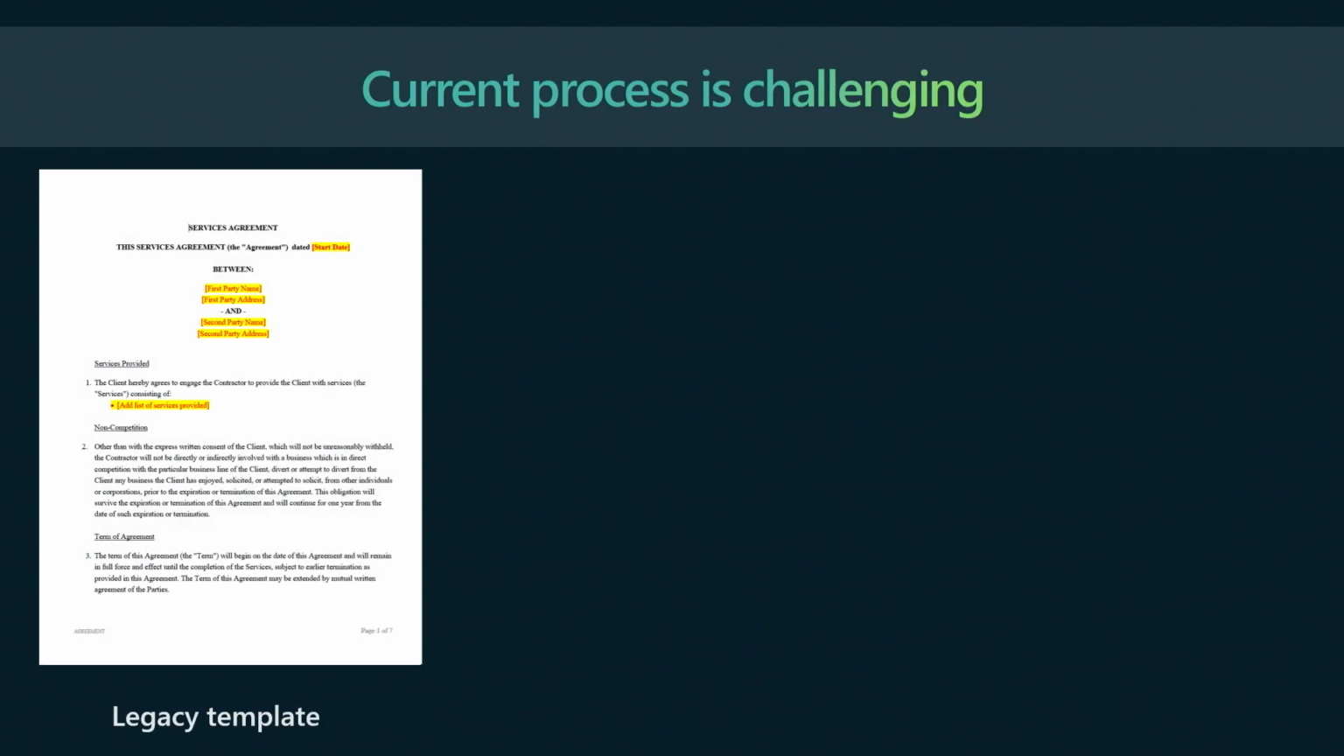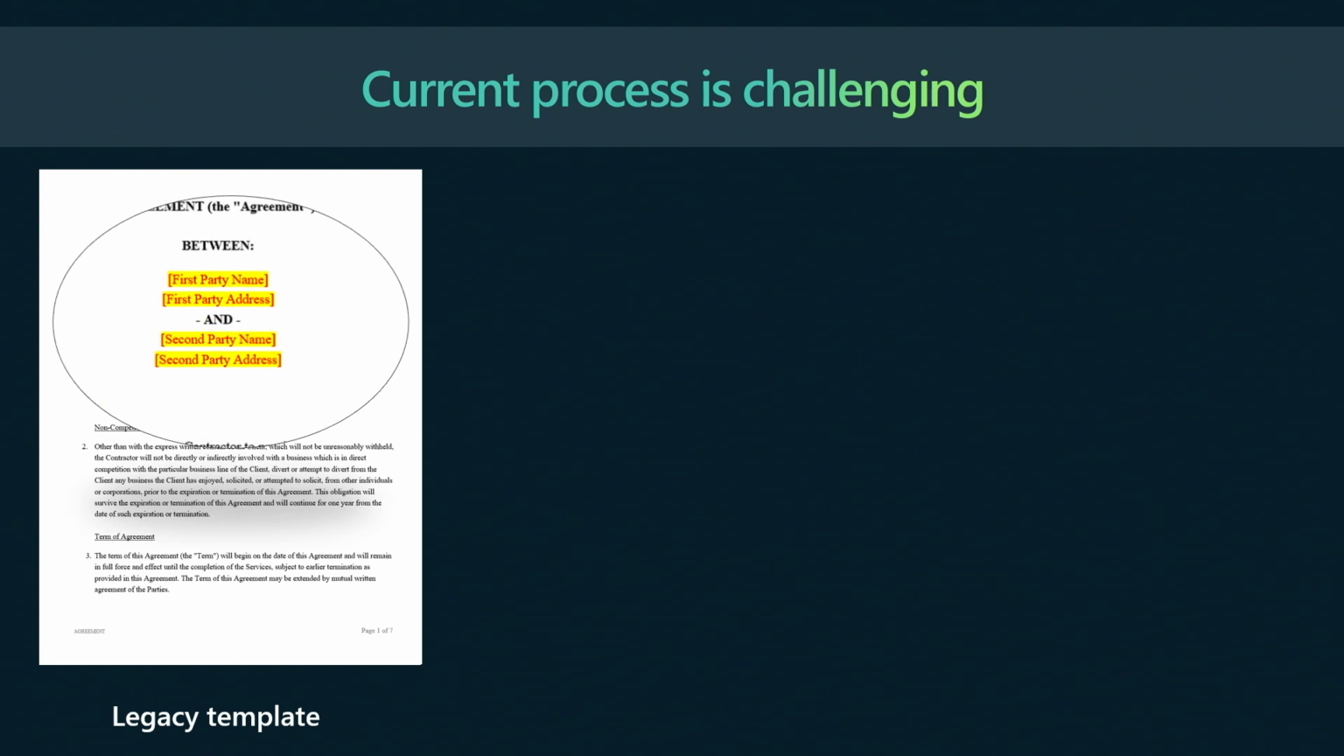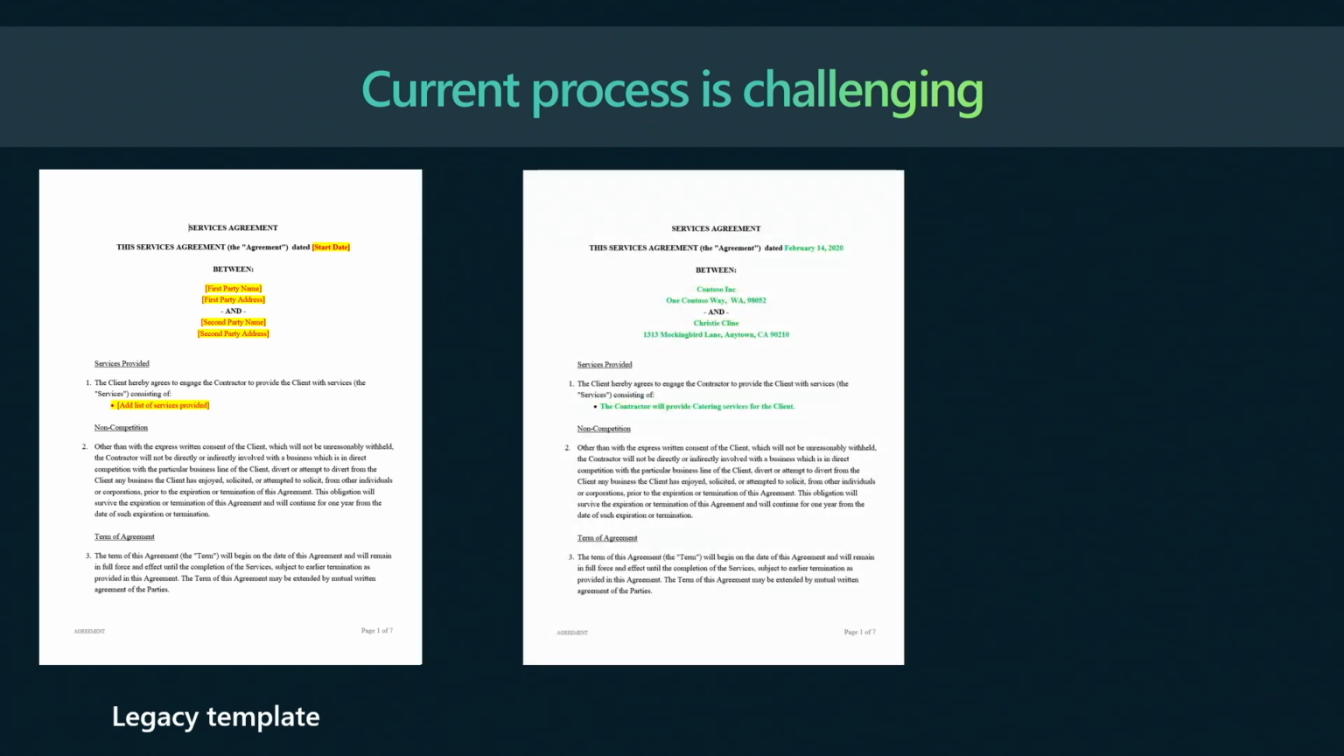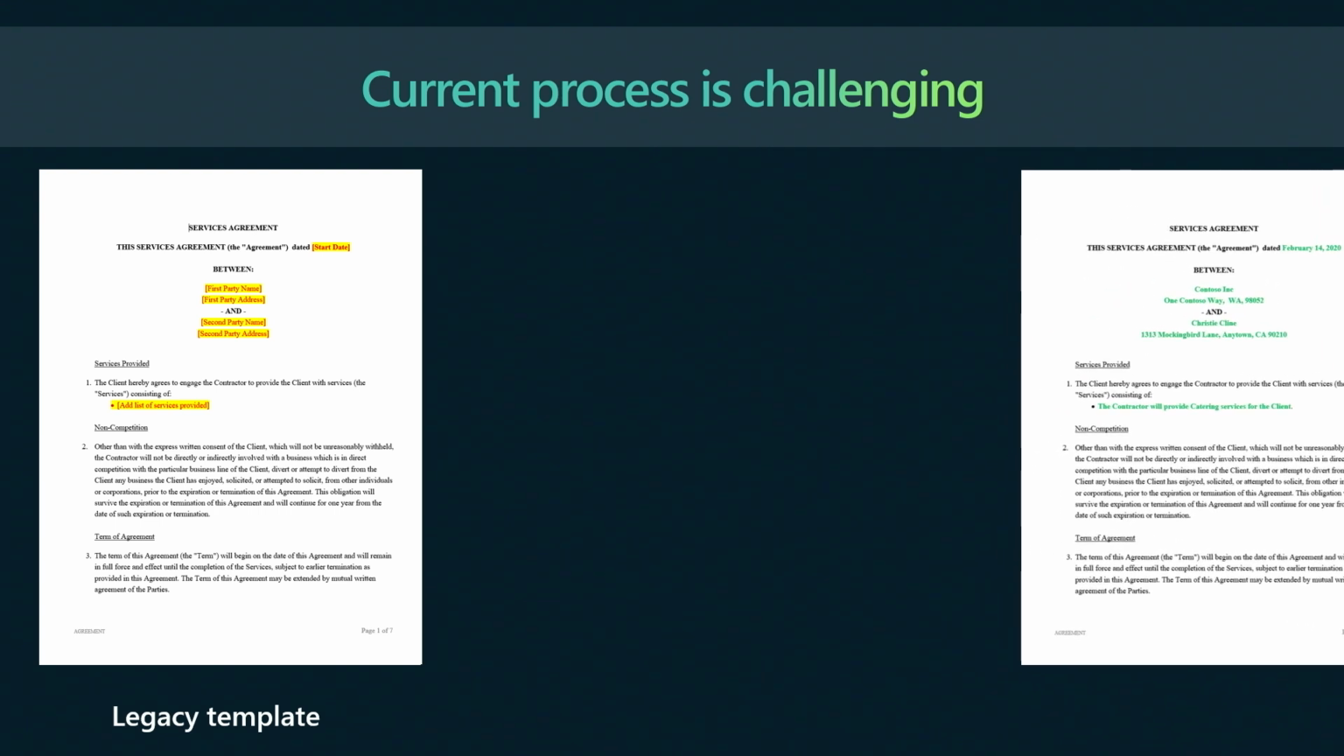So now let's look at some of the current processes that most businesses are using today to build these agreements. Typically they have a Word document that they use as a template, and they have these placeholder fields, like these things highlighted in yellow over here. You make a copy of this template, which I would call a legacy template, and then modify things, and that's how you create a new agreement.